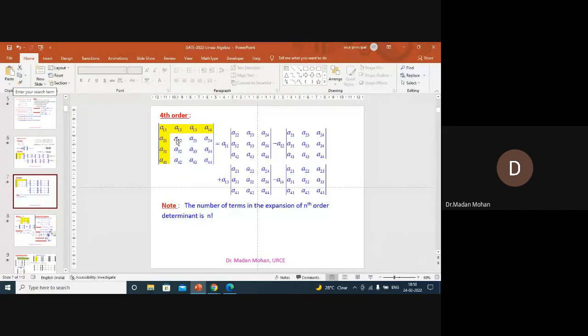Next, similarly, fourth order determinant. To calculate a fourth order determinant, we express it as 4 third order determinants. Each third order determinant we express as 3 second order determinants. The second order determinant contains two terms, AD and BC. Automatically, the fourth order determinant contains 4 into 3 into 2, means factorial 4 terms. Similarly, suppose an nth order matrix is given to you, its determinant contains factorial n terms.